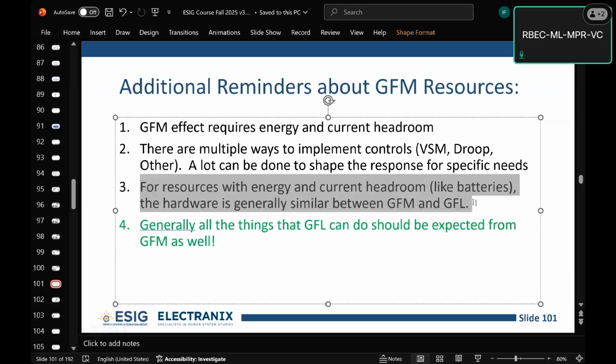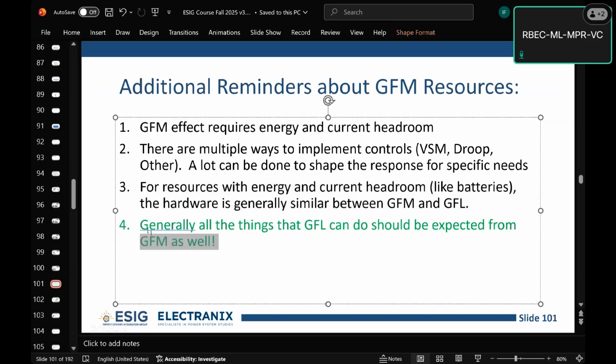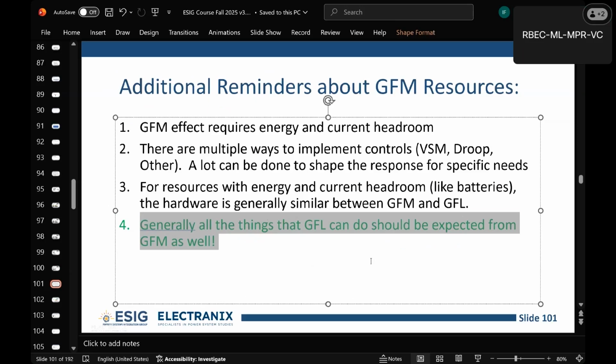For resources with energy and current headroom, like batteries, the hardware is generally similar. We talked about that yesterday. And generally, all of the things that GFL can do should be expected from GFM, with a few not very important exceptions. Okay. One exception, for example, would be if you are doing a grid forming StatCom, just a conventional StatCom, not an e-StatCom. Most of the StatComs now are being specified as grid forming, or a lot of them are. What happens there is we used to, for a StatCom, specify response time for voltage response.